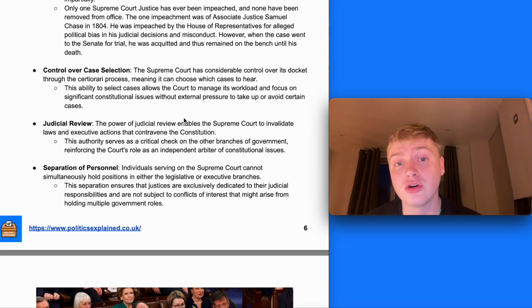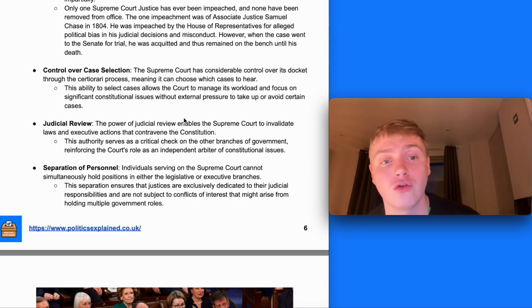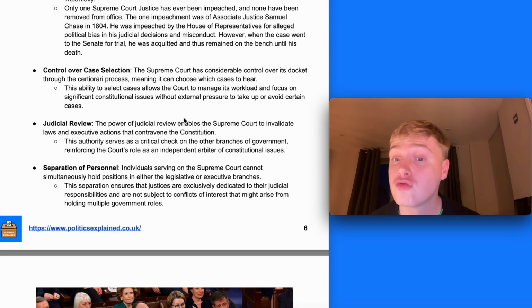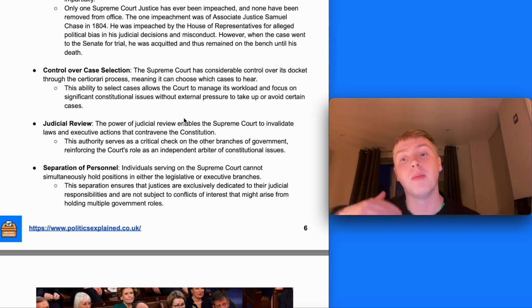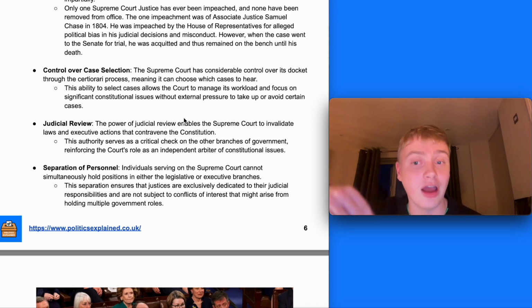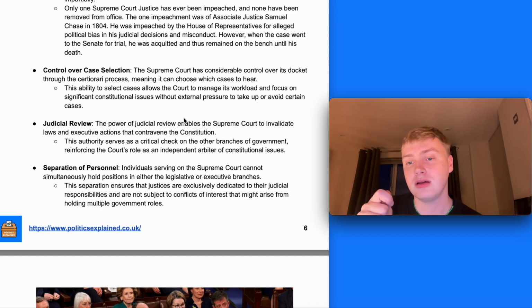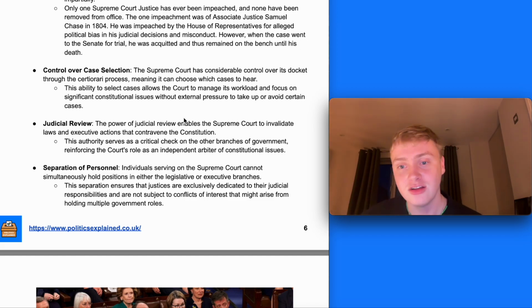The Supreme Court has considerable control over its docket through the certiorari process, meaning that it can choose which cases to hear. This ability to select cases allows the court to manage its workload and focus on significant constitutional issues without external pressure to take up or avoid certain cases. Crucially, it must be recognised that it doesn't mean they can just decide to pursue any case they want to. It has to come up to them as the highest court of appeal, or it has to be something that they have specific jurisdiction over, as I mentioned, in relation to the states, for example.